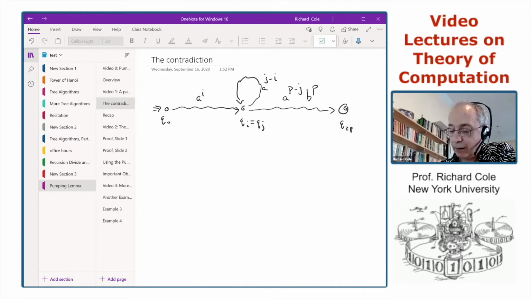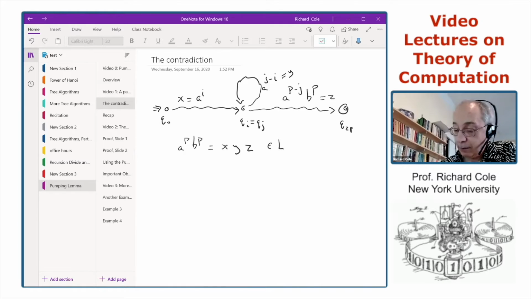And let me just give some names to these pieces of the string. I'll call the initial i A's x. I will call the following j minus i A's y, and I will call the remainder of the string z. So my string a to the p, b to the p can also be written as a concatenation of x, y, z. And xyz is in L.